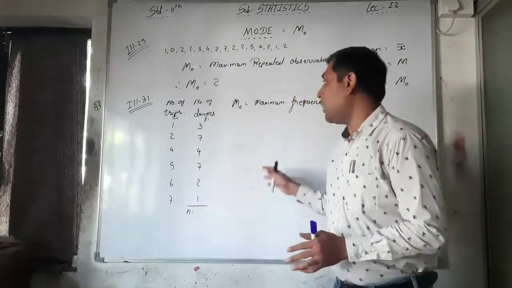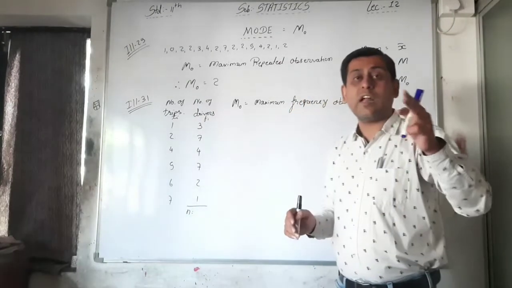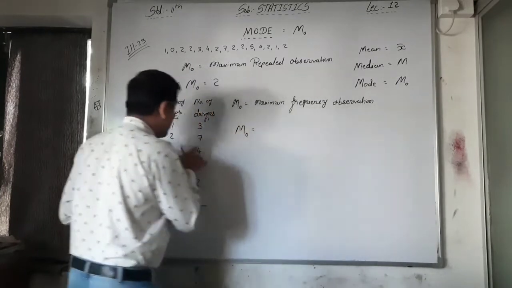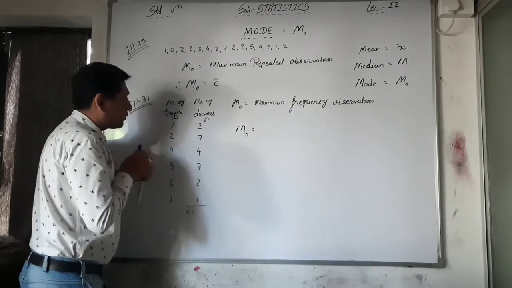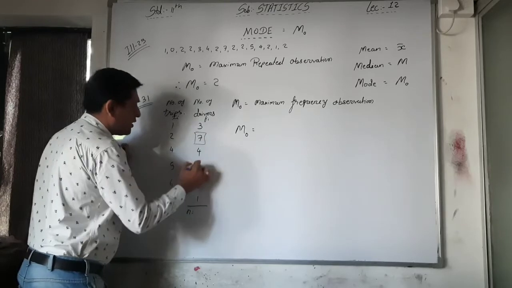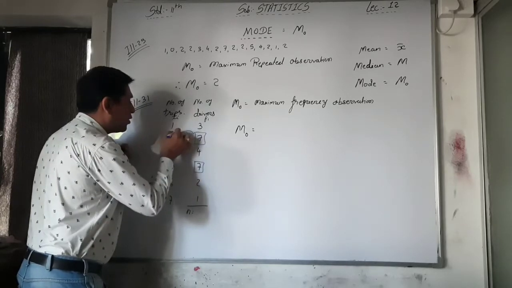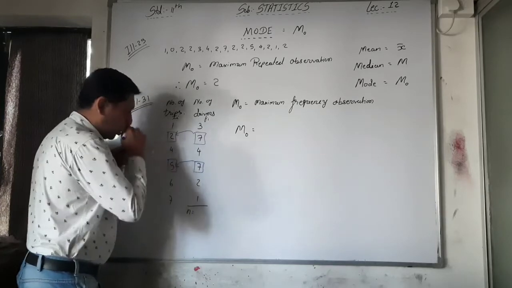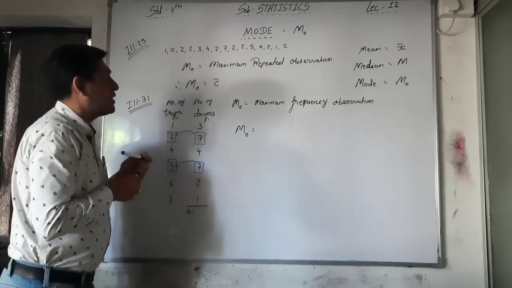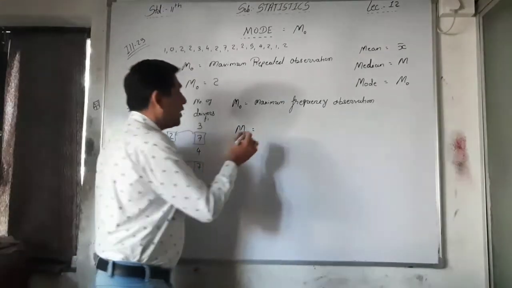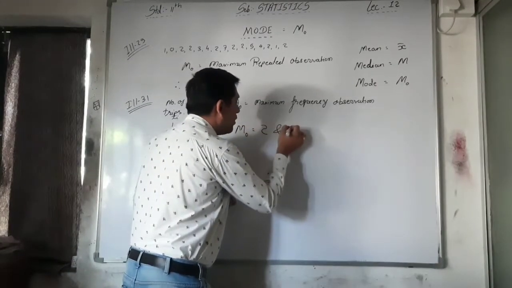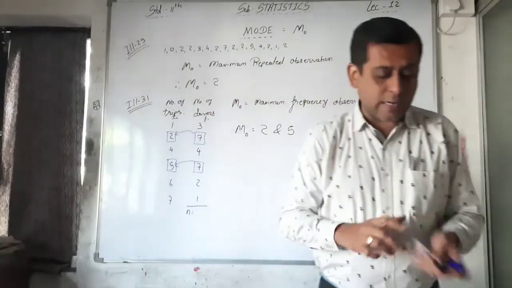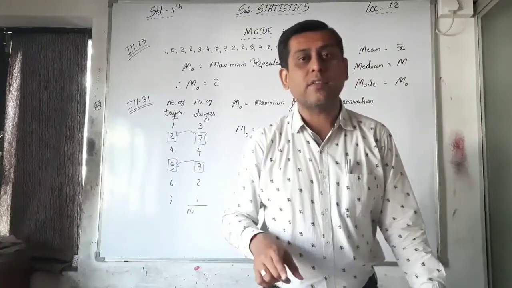You have to say that in this data there are 2 modes. Therefore, mode is equal to maximum frequency observation. Maximum frequency is 7 and it is 2 times. So the corresponding observations are 2 and 5. So you can say that in this data there are 2 modes, 2 and 5. But it is not a perfect answer. There is only one answer, right?